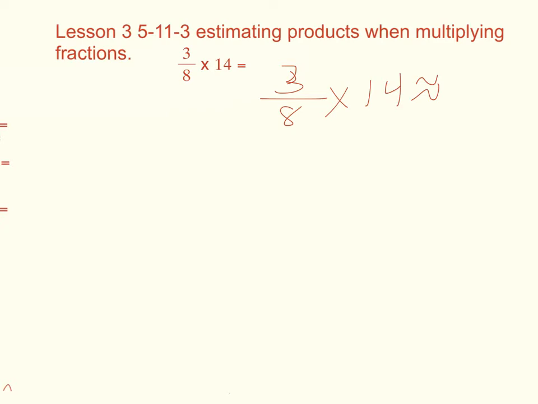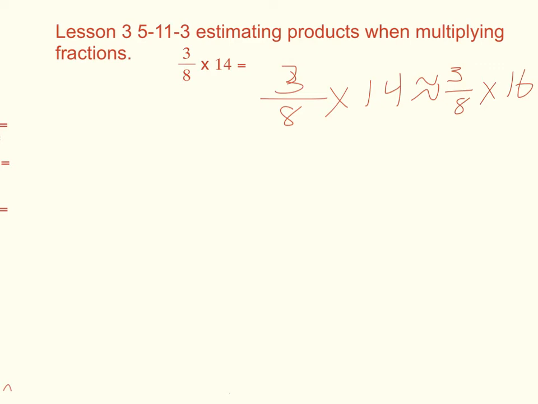So when we think about that, what we are going to look for is a compatible number. Compatible numbers, if you remember, are numbers that work well together. So we're going to look at the denominator and the whole number and think about, we got an 8 here, so what's near 14 that's compatible with 8? Think about that. If you are thinking about 16, you're right on. So we could say 3/8 times 16, okay? So now we got our first part of our problem.